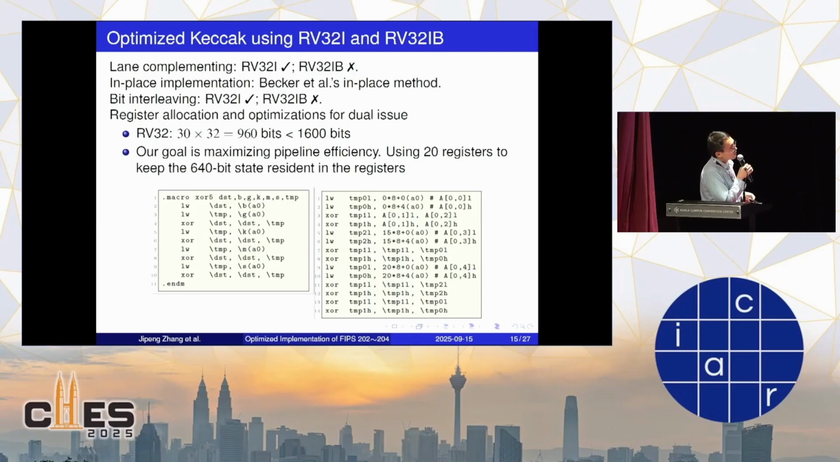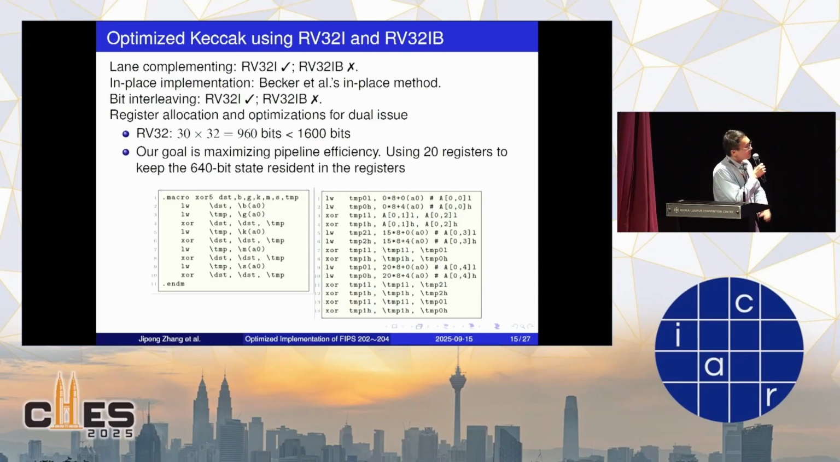And then the Keccak on 32-bit RISC-V. The first thing is to determine which techniques are beneficial. And then we found that the biggest challenge is we don't have enough registers to accommodate the 1600-bit state. So we designed an allocation strategy to use 20 registers to keep some state resident in the registers.